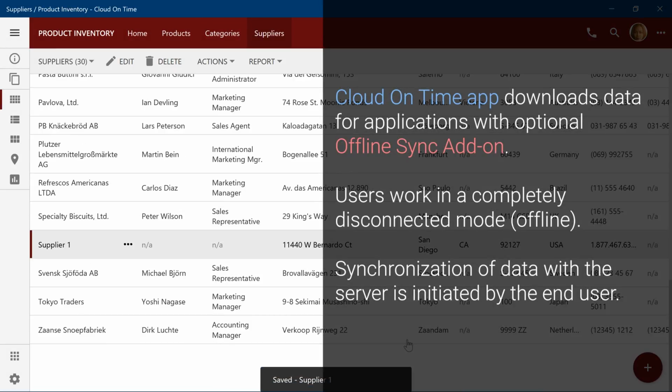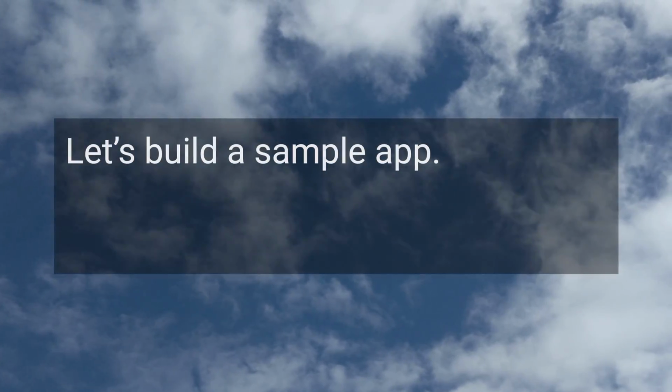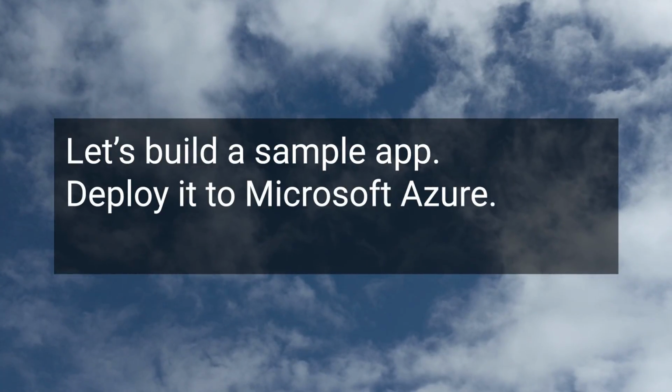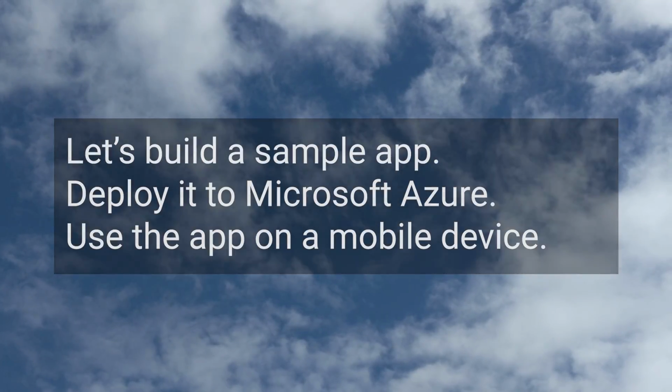Cloud on Time app downloads data for applications with offline sync add-on. Users work in a completely disconnected mode or offline. Synchronization of data with the server is initiated by the end user. Let's begin by creating an application, make a few development iterations, deploy to Microsoft Azure, and finish by exploring how end users interact with Cloud on Time app.